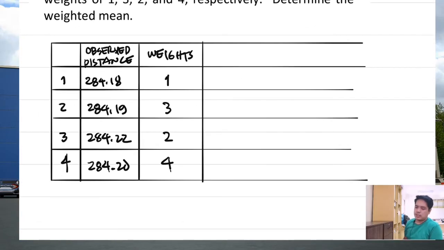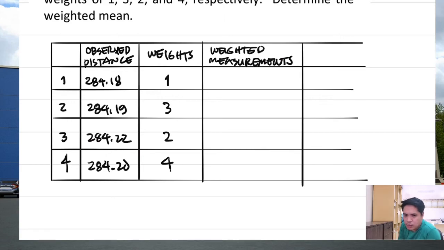And what would be the weighted mean? The first thing we need to do is multiply the weight and the observed measurement, because that is what gives it its weight. This would be the weighted measurement. Then we need to sum up the weighted measurements, then divide by the total weight. The total weight is just the summation of 1, 3, 2, and 4, which is 10.